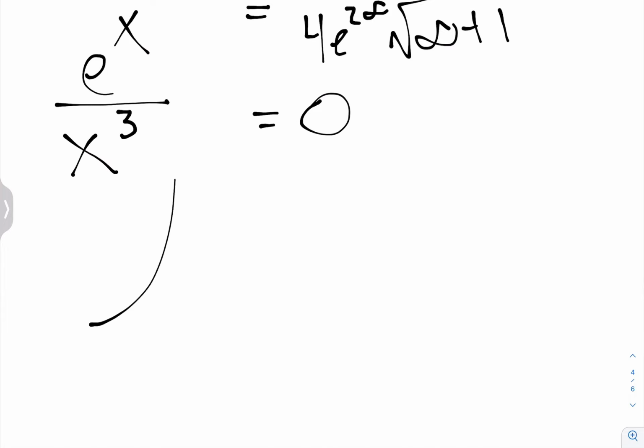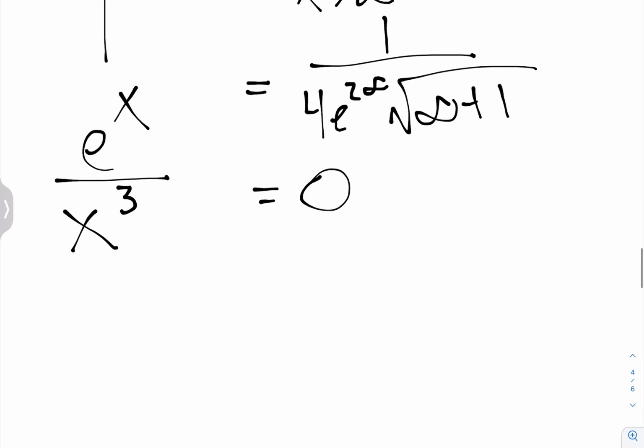E to the x increases like this, x cubed increases like this. So e to the x is our dominant function. Anytime we have an exponential, at some point it's always going to dominate a polynomial function as x gets super big. So this is going to be top heavy. Anytime we have a top heavy function and we're taking the limit as x goes to infinity, that's just going to be infinity. Okay.